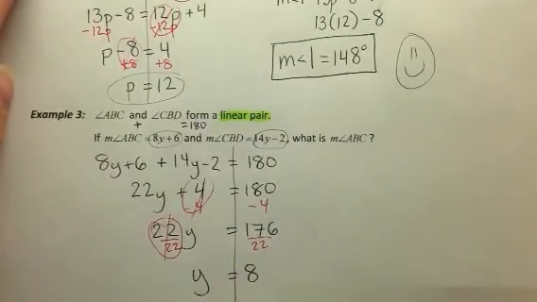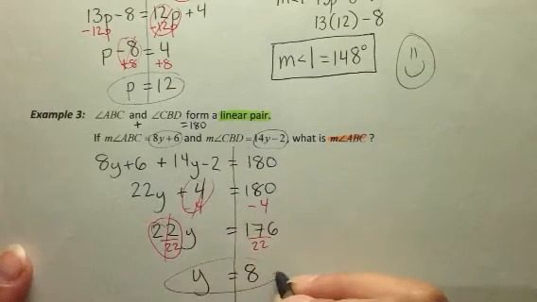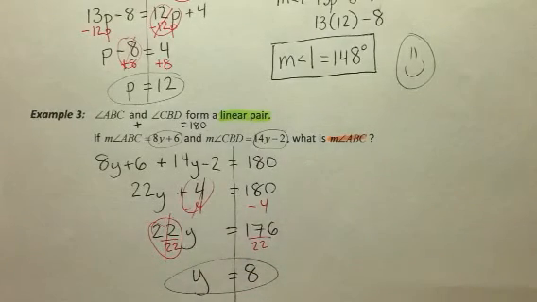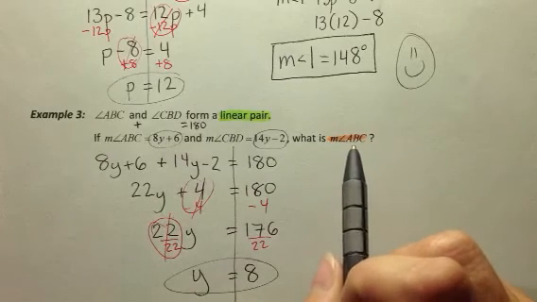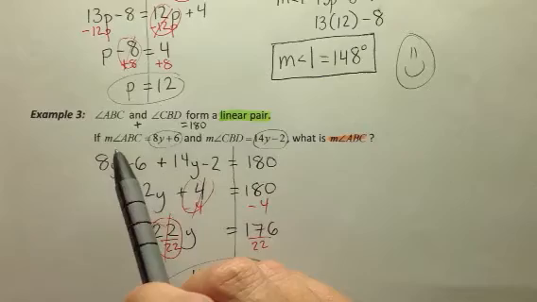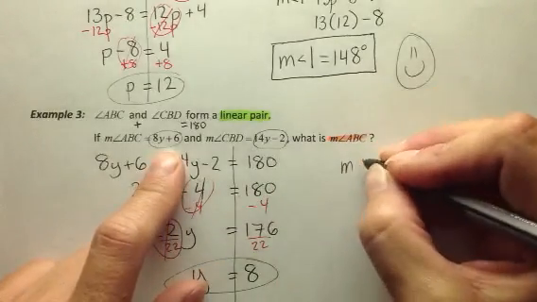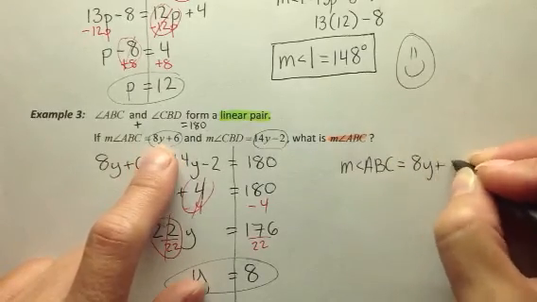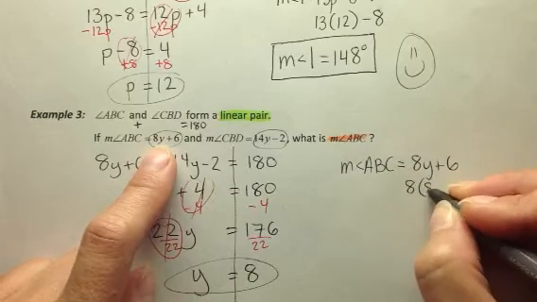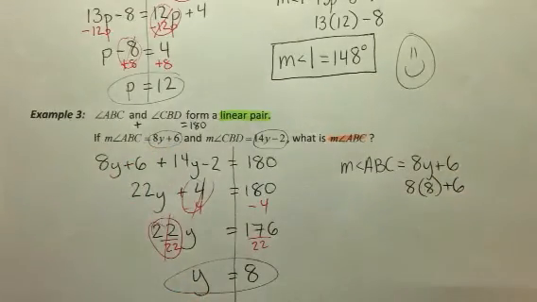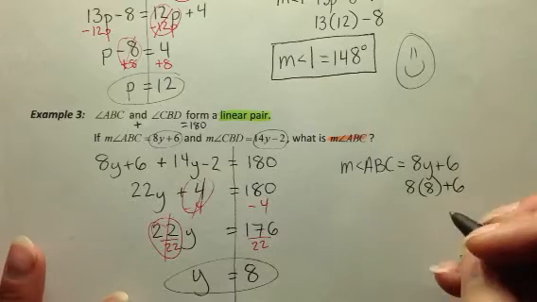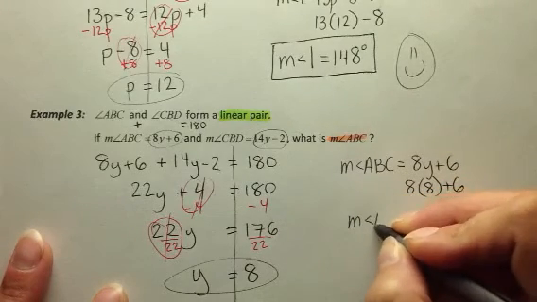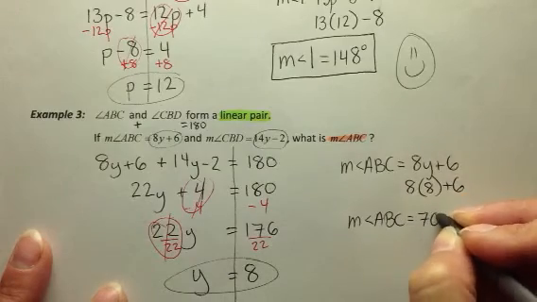Okay, have I answered the question? The question, dun, dun, dun, is right here. So I have not answered the question. I have gotten very close to it, but I still need to finish answering the question. So the measurement of angle ABC. Okay, here's ABC. So we're going to substitute our solution for y. So 8 times 8 plus 6, that's 64, plus 6, that's 70. So the measurement of angle ABC equals 70.